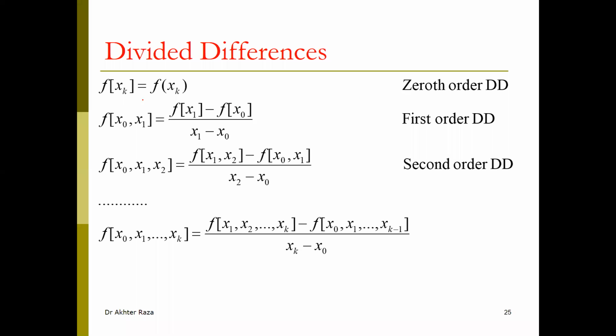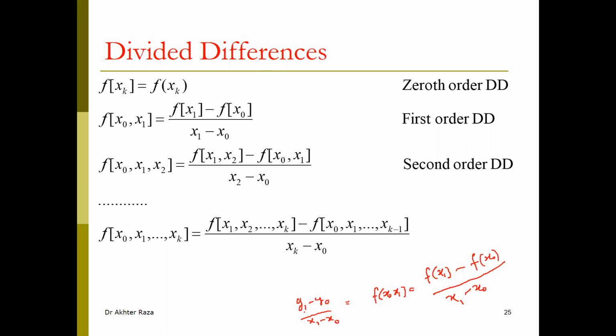Divided differences can be expanded, and that can be represented by f[x0, x1] is equal to f(x1) minus f(x0) divided by x1 minus x0. This is called the first entry of the first order divided difference. This can also be written as y1 minus y0 upon x1 minus x0.